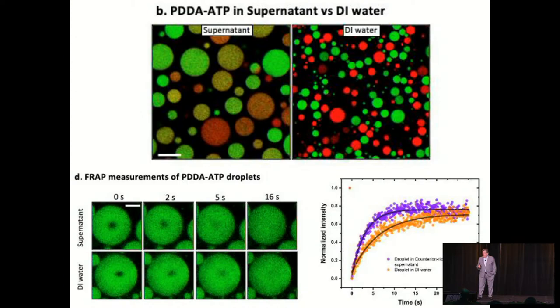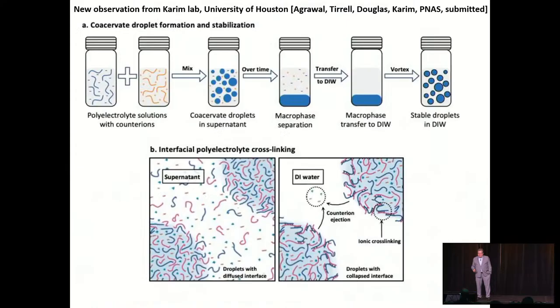So we believe there's a kind of skin forming resulting from, let's call it an ejection or a kind of leaching of counterions that produce a kind of ionic cross-linking on the surface of these droplets and gives them a physically tougher exterior that does not allow them to coalesce anymore.